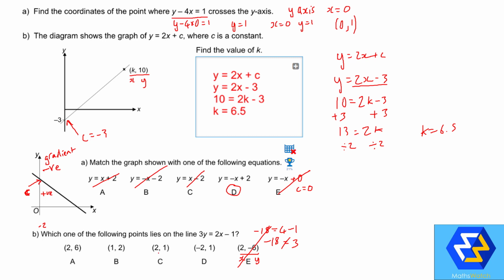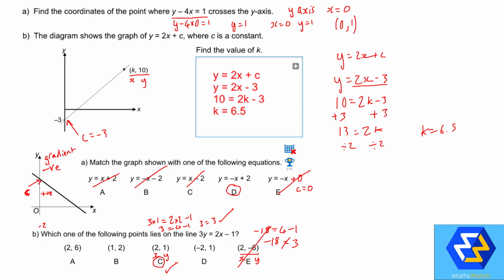Let's try c now. So x is 2 here, y equals 1. So let's do the y. So 3 times 1, that's substituting the y, equals 2 times 2 minus 1, so that's 3. Does 3 equal 4 minus 1? 3 equals 3, and so that is correct.